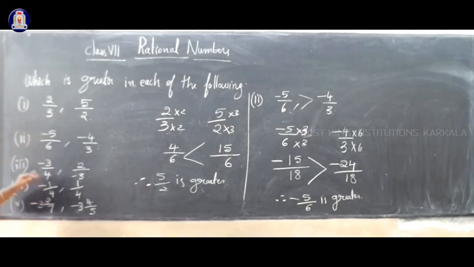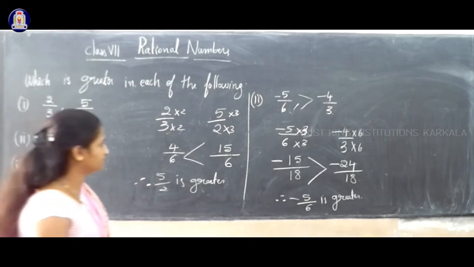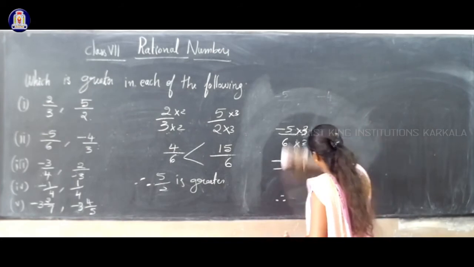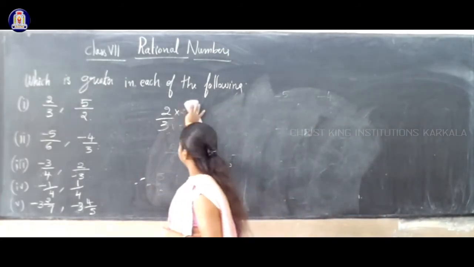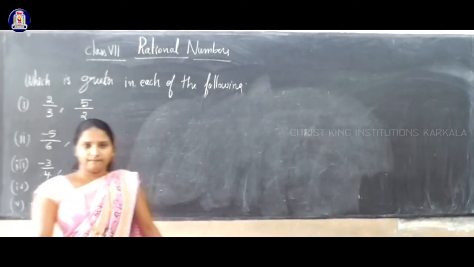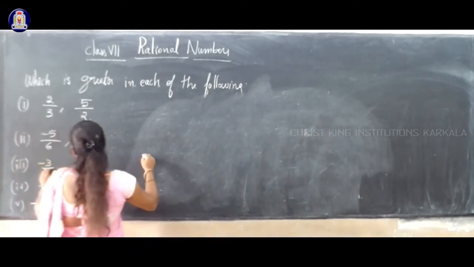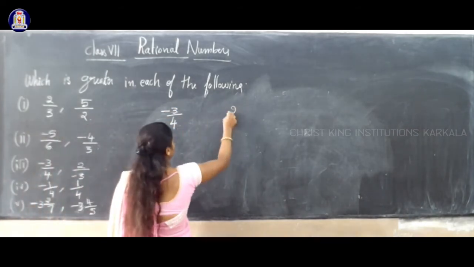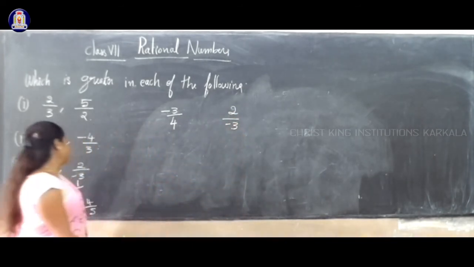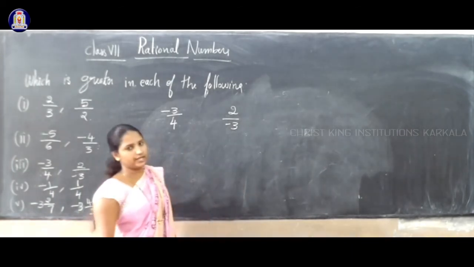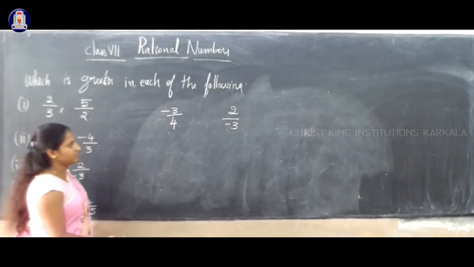Second question answer. Now the third one, minus 3 by 4 and 2 by minus 3. Minus 3 by 4 and 2 by minus 3, both are negative rational numbers, and in that the denominators are different.